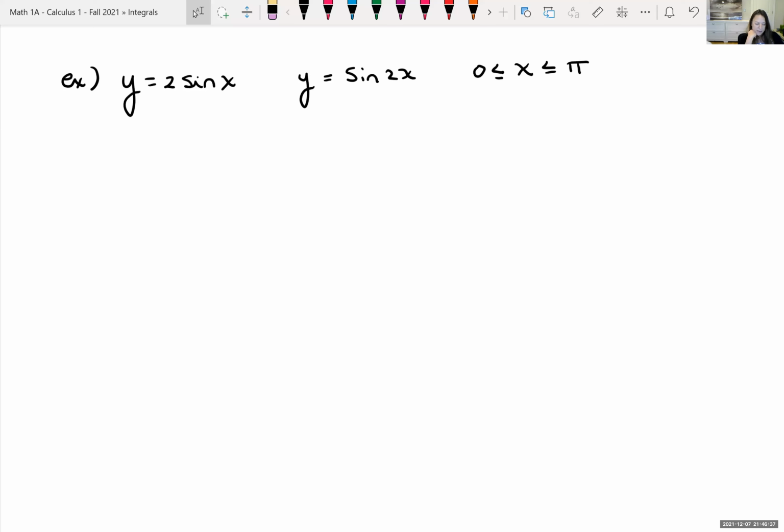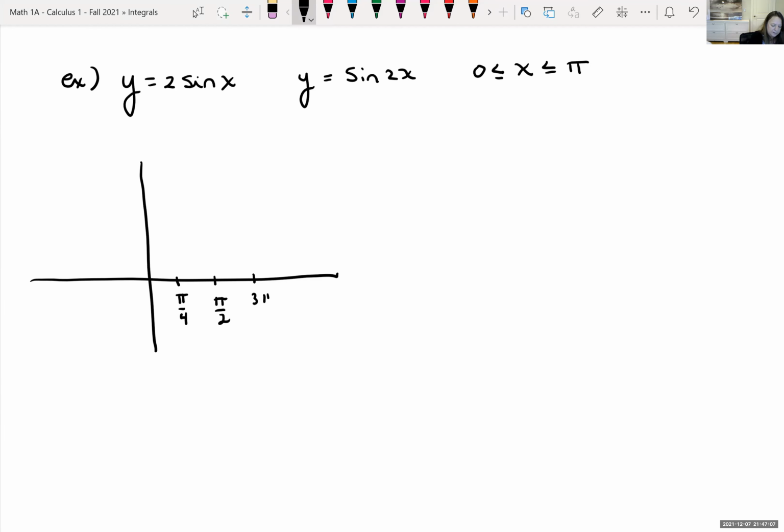Okay, so graphing y equals 2 sine of x. We want to find the area bounded between the curves y equals 2 sine of x and y equals sine of 2x between 0 and pi. And so let's graph these. Okay, so we have pi fourths, pi halves, 3 pi halves, and pi.